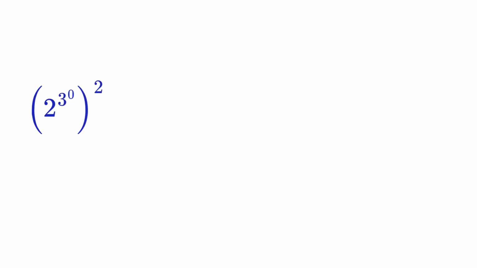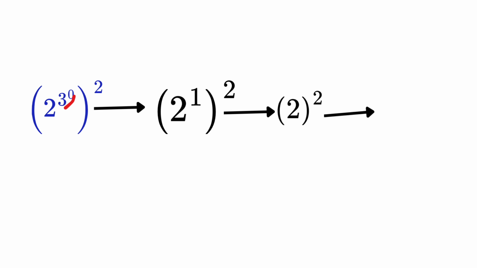Now we take third term. So here 3 power 0 is 1. Then we get 2 power 1 whole square. 2 power 1 is 2. Then we get 2 square is equal to 4.